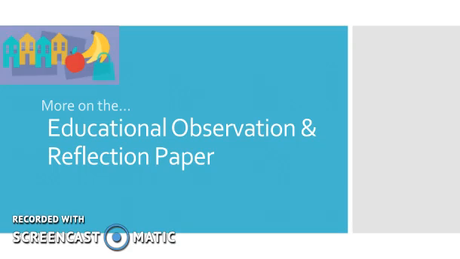So that is a little bit more on the educational observation and reflection paper. Again, I suggest that you review the syllabus as soon as possible. Really get familiar with these requirements and then start setting up and doing your observations. We'll talk about what to look for while you're doing your observations and what should be included in the reflection paper in a future video.